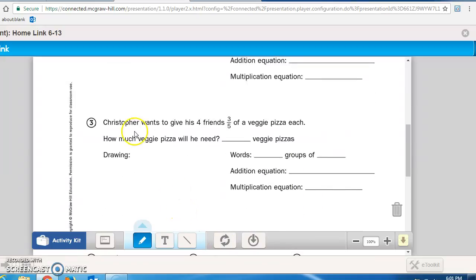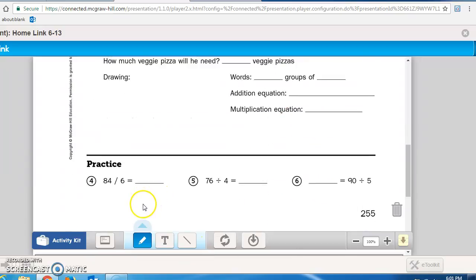And finally, number 3 says, Christopher wants to give his 4 friends 3/5 of a veggie pizza each. How much veggie pizza will he need? So you're going to have to draw pizzas and color in 3/5 on all 4 of those pizzas and finish the rest of this problem. The final thing you're going to do is the practice on the bottom. When you're finished, I need to see this. Please bring it up to me. I will check it off, and you are done with Unit 6.